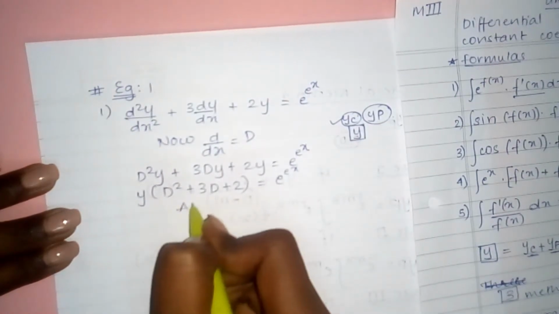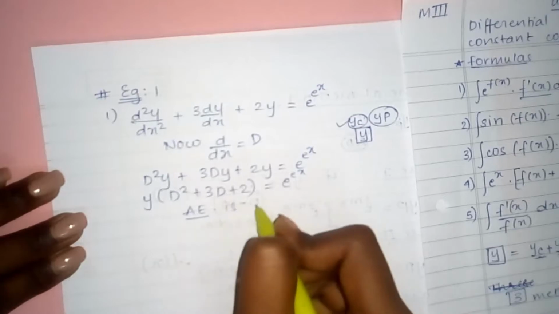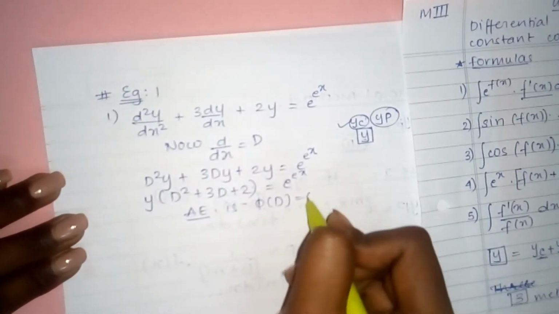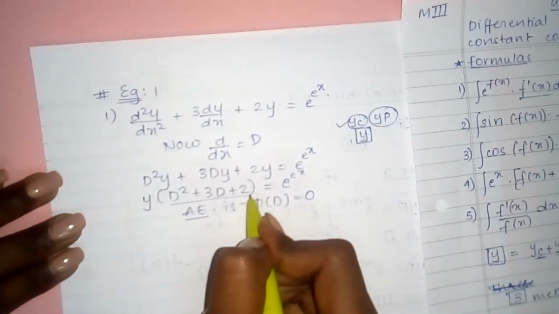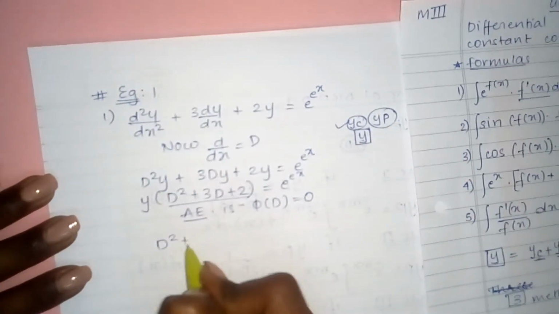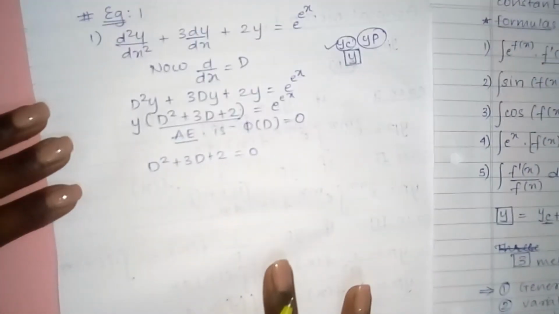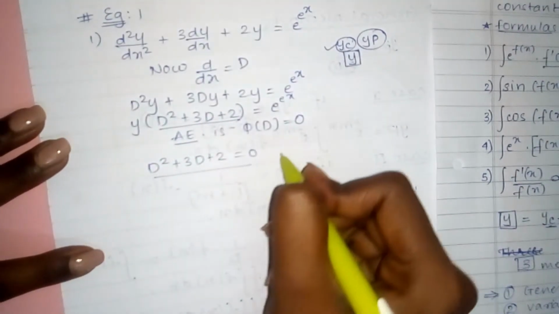Then we take the AE. If you remember, guys, AE is the auxiliary equation. The auxiliary equation is phi of d is equal to 0. So this is the phi of d, and we set it equal to 0. Then d square plus 3d plus 2 is equal to 0. Now we have to find the roots.